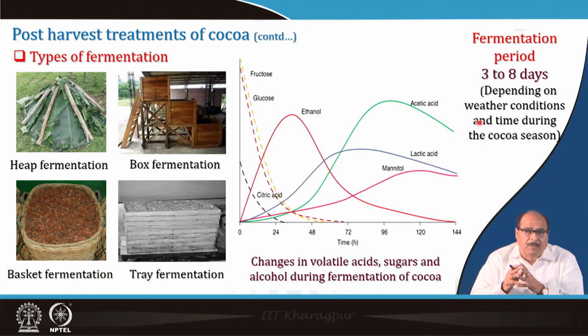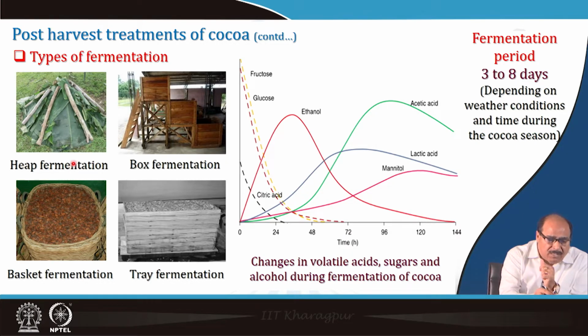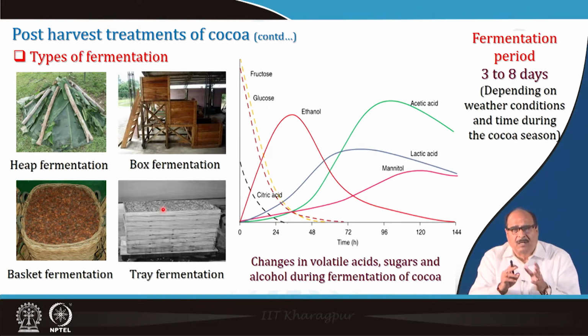So, different types of fermentation are used. That is heap fermentation. You can see in the pictures that the cocoa beans are just collected in a heap and covered with banana and other leaves, and then heat generated inside by respiration facilitates the fermentation. Then box fermentation, in which they are kept in a box in the shade, then basket fermentation or tray fermentation. So, there are different types of fermentation.